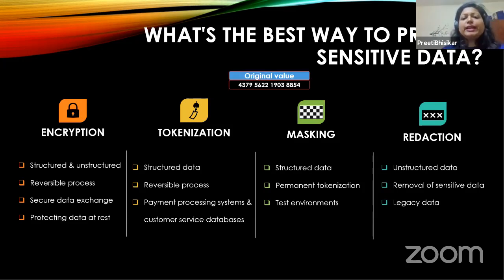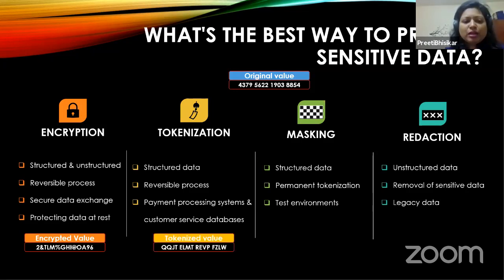Now, let's take an example. What you see here is an original value. I've taken an example of a credit card number, right? We have a standard format there for a credit card number that helps us identify that this could be a credit card. So what happens if you use an encryption technology? You use an algorithm, it's totally changed, right? What happens if you use tokenization? This is a tokenized value that you see.